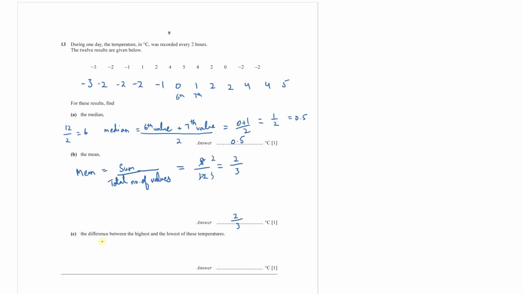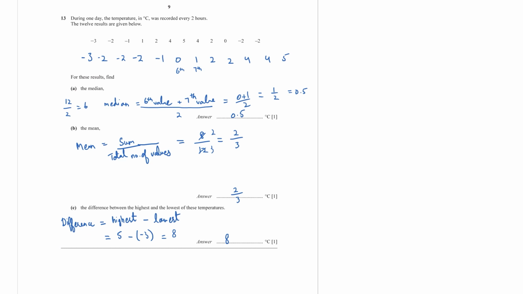Part C is the difference between the highest and lowest of these temperatures. So you have to find the difference between the highest and lowest. So what's the highest value? That will be highest minus the lowest. Your highest value here is 5, and your lowest value is -3. So minus minus becomes plus, 5 plus 3 is 8. So your answer would be 8.